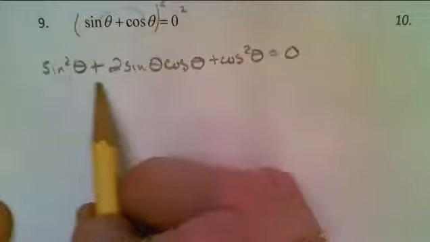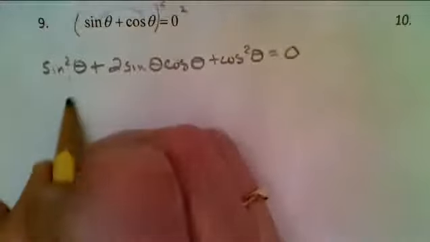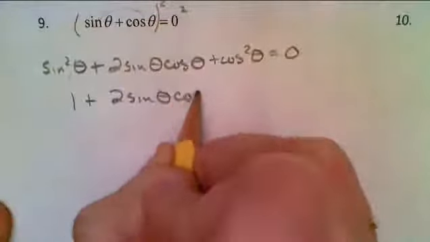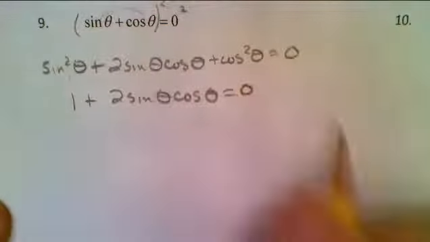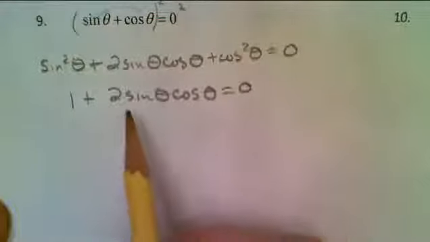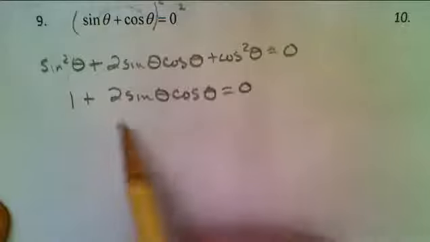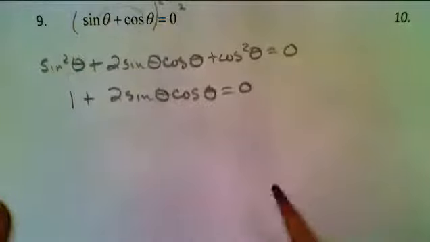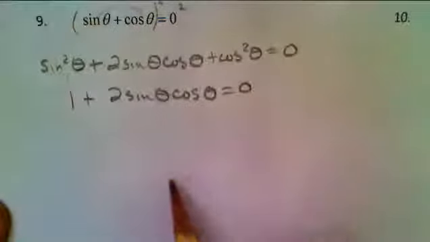And then I see that sine squared plus cosine squared is 1. Now, I can't factor this. These two terms have nothing in common. So at this point, it didn't really help me. I could try to subtract 1, divide by 2, but I really wouldn't have anything that I could work with because I still have the sine and cosine.